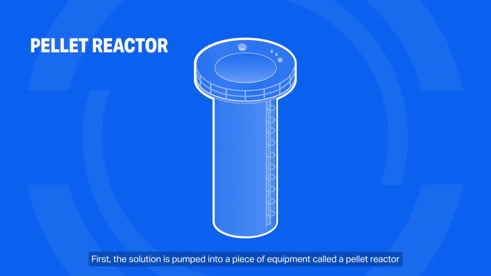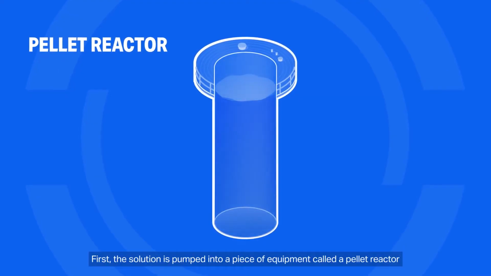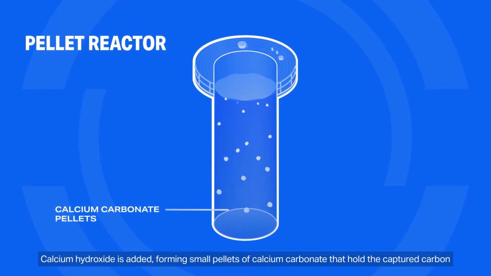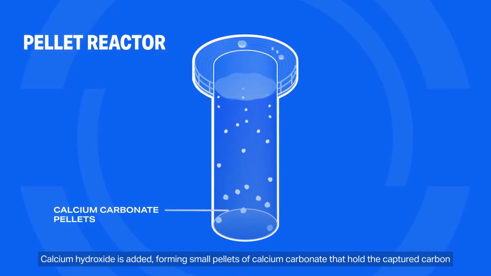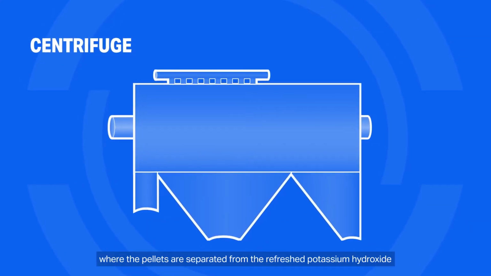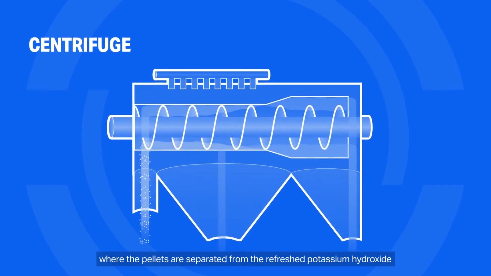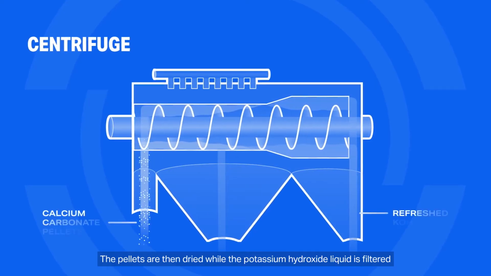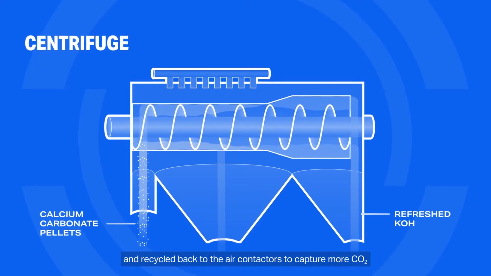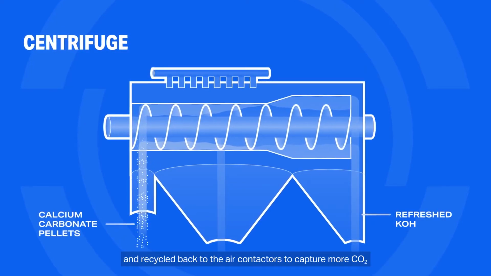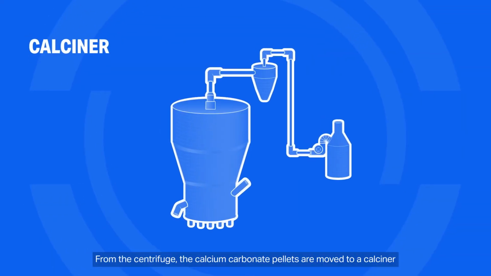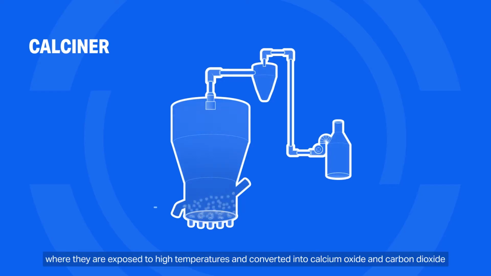First, the solution is pumped into a piece of equipment called a pellet reactor. Calcium hydroxide is added, forming small pellets of calcium carbonate that hold the captured carbon. The pellet liquid solution is pumped into a centrifuge, where the pellets are separated from the refreshed potassium hydroxide. The pellets are then dried while the potassium hydroxide liquid is filtered and recycled back to the air contactors to capture more CO2.